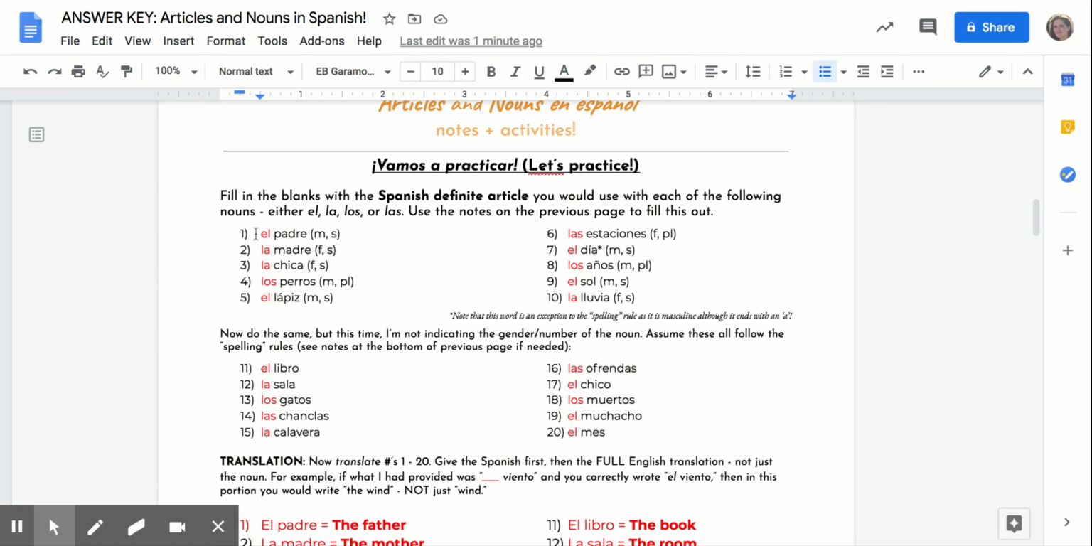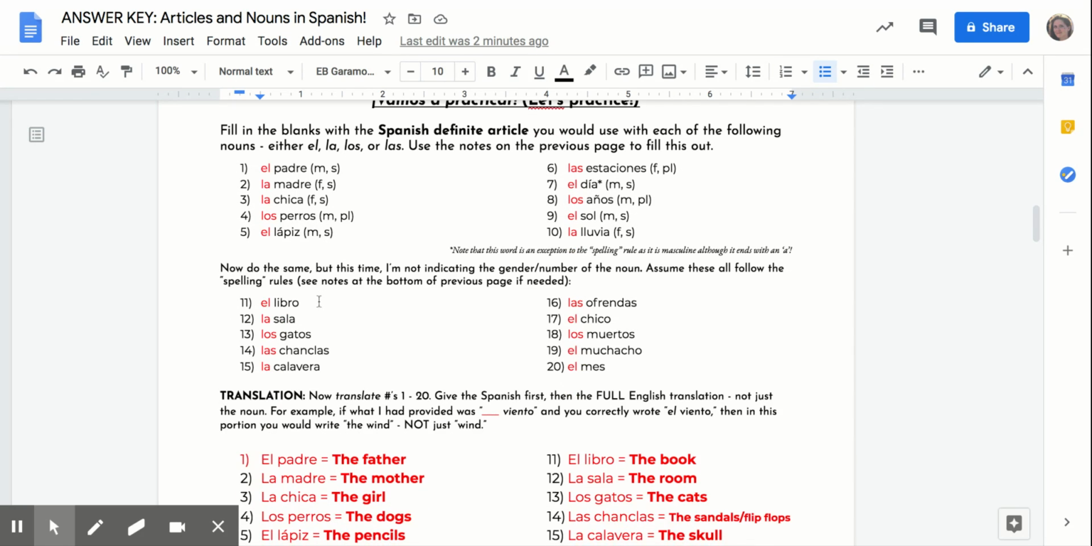So number 1, el padre, which is masculine and singular. Number 2, la madre, feminine and singular. Number 3, número 3, la chica, also feminine and singular. Número 4, los perros, masculine and plural. Número 5, el lápiz, masculine and singular. Okay, the rest I'm just going to give you the words and not the codes. Número 6, las estaciones. Número 7, el día. Número 8, los años. Número 9, el sol. Número 10, la lluvia.